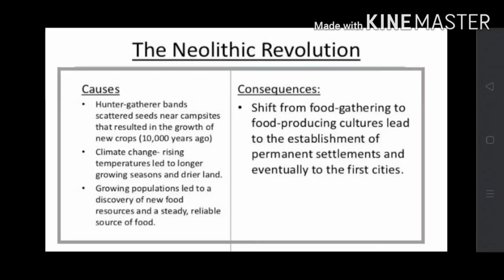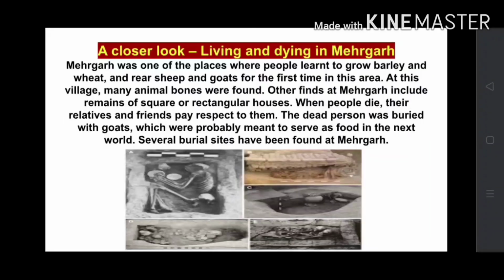Causes are hunter-gatherer bands scattered seeds near campsites that resulted in the growth of new crops 10,000 years ago. Climate change, rising temperatures led to longer growing seasons and dried lands. Growing populations led to a discovery of new food resources and a steady, reliable source of food. Now, consequences are a shift from food gathering to food producing cultures, leading to the establishment of permanent settlements and eventually to the first cities. Now, a closer look: living and dying in Mehrgarh.